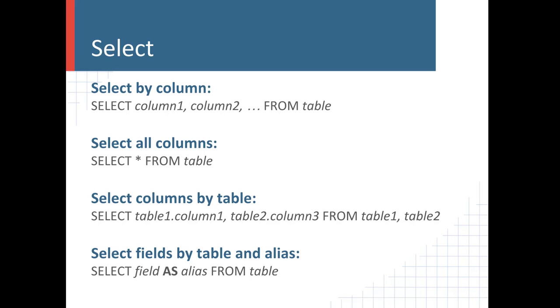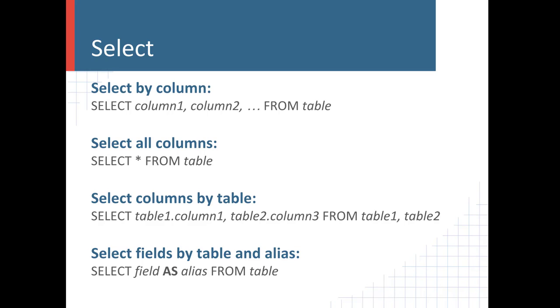Select fields by table and alias. And an alias, this is really cool. Let's say we have two tables that have the same name in their columns. And we want to take that column from one table and rename it so the data doesn't get confused. We can do that. And we can also use the alias for aggregate functions, and we'll talk about aggregate functions again in another moment.